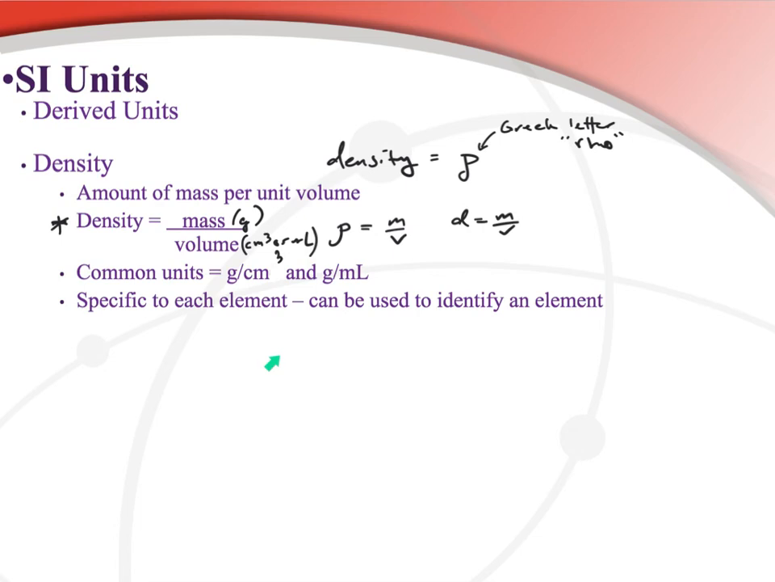So let's say you have a sample of something and you don't know what it is, but you can find the density. You can go look it up on a table, because those values are out there. Okay, so if we can find a way to calculate density, we can figure out what element we have.